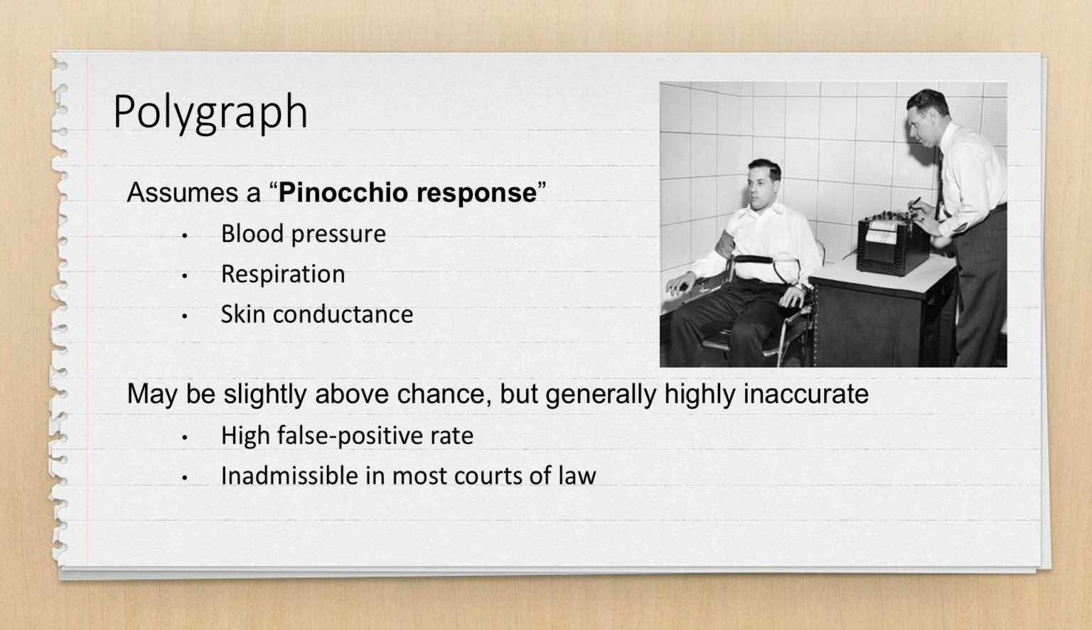Polygraph tests are really no better than humans. In fact, in some ways, they may be worse because we assume them to be much better than they are. Polygraphs may perform slightly above chance at detecting lies, but they have a high false positive rate. That is, they incorrectly label innocent people as liars up to 40% of the time, probably because the whole process of undergoing a polygraph is a bit anxiety-provoking.